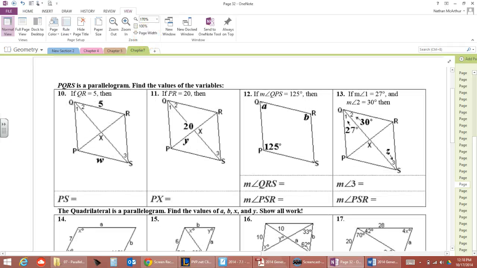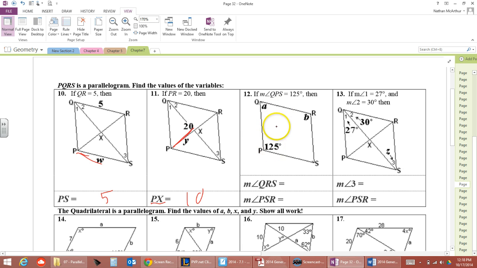Alright, so if I tell you it's a parallelogram, find the value of the variables. So if QR is 5, then what is PS? Well, it's also 5, because opposite sides are congruent. Now, if PR is 20, PR, that's the diagonal, then find the value of x and y. Oh, sorry, find the value of y, because we're looking for PX. That's this distance here. Well, I know that they bisect each other, so I know that it has to be 10.